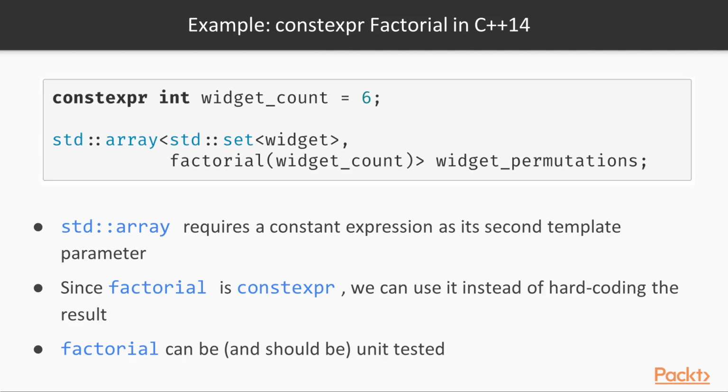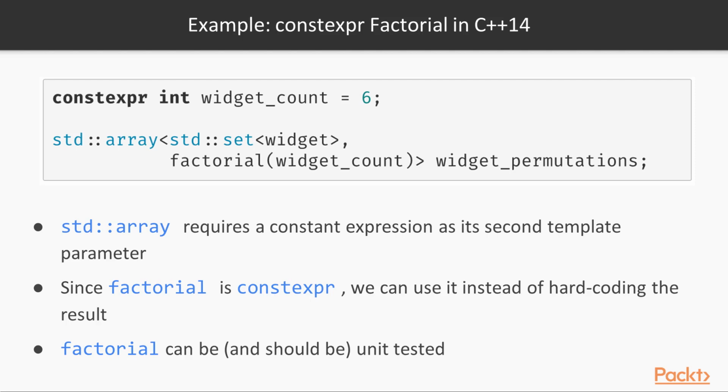Computing functions like factorial at compile time could be really useful when you're dealing with data structures that depend on those results. Imagine that you want to store a set of every possible permutation of some widget class inside an array. You can pre-compute the amount of permutations of the widgets if you know the count at compile time by simply invoking factorial in order to initialize the array size. Since factorial is constexpr, we can use it instead of hard-coding the result or having to switch std::array for a runtime data structure.